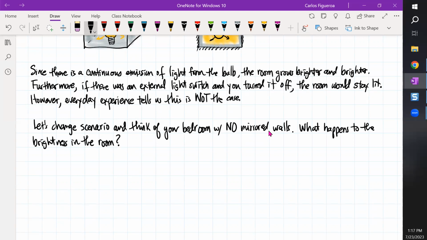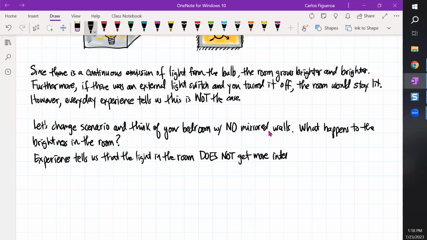Well, experience tells us that the light in the room does not get more intense and stays at a constant brightness. Question is, why?